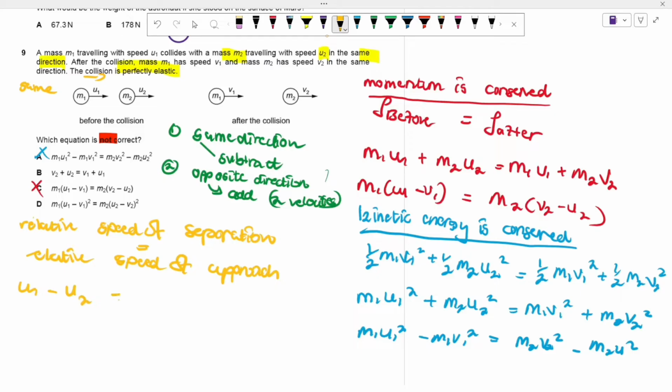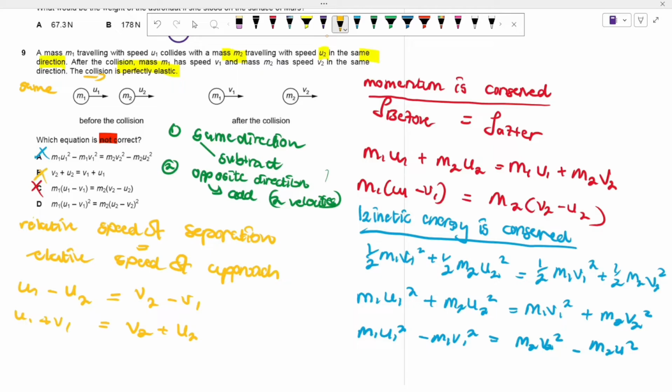Okay, this should be equal to, if you look at this, v2 minus v1, right? We're just subtracting these velocities. And then you figure out which one of these will actually work, or which one of these will be similar to the answer that you are given. So if you put u1 on this other side, we have v2 plus u2 being equal to u1 plus v1. And you see that B is correct, so in this case, B will be wrong.